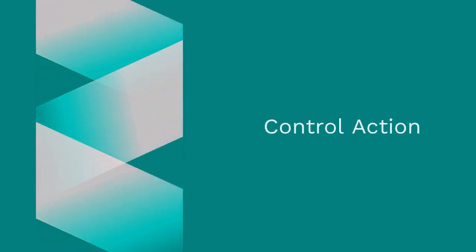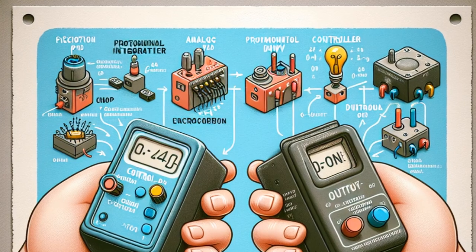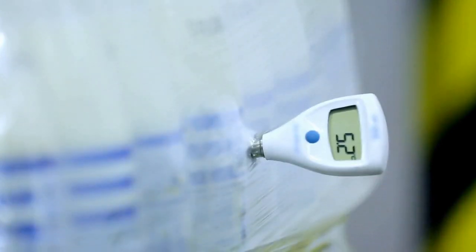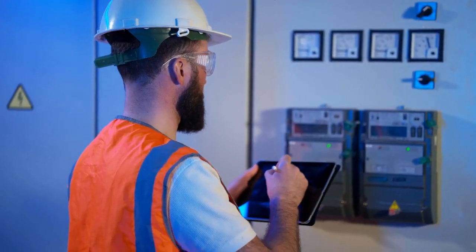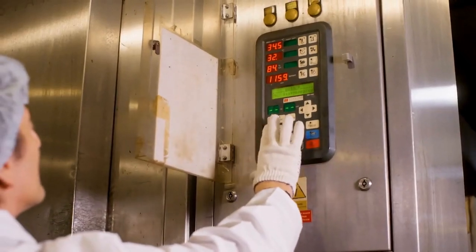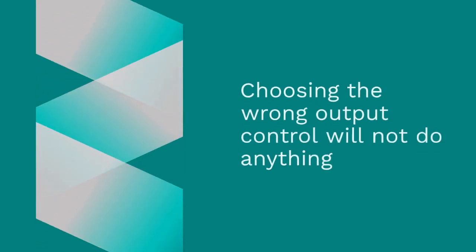Control action. Control action, as discussed earlier, is a very important parameter. If you have an analog output for control, then choose a PID controller, and if you have a digital output, on-off, for control, then choose an on-off controller. Choosing the wrong output control will not do anything.